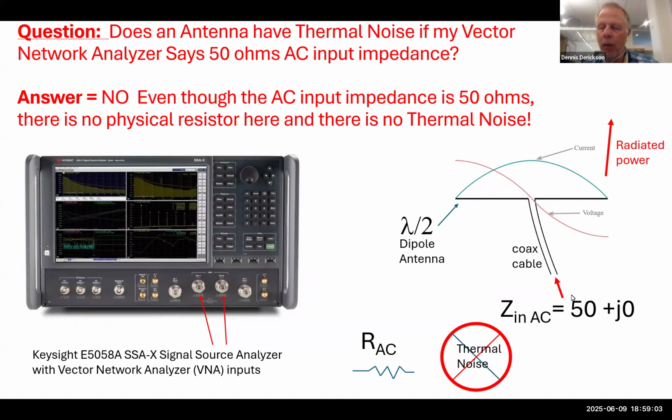And so we have an effective input impedance of 50 ohms that represents the impedance that allows the input energy to go into space, but it's not a real resistor. So this antenna does not have thermal noise, even though with this network analyzer, we're going to measure an input impedance of 50 ohms. It's not a real resistor, and there's no resistance anywhere in the system. There's a radiation resistance that's 50 ohms, but it has no noise. So I wanted to differentiate between a real resistor, which has thermal noise, and an AC resistor right here that, in this case, has no noise associated with it.